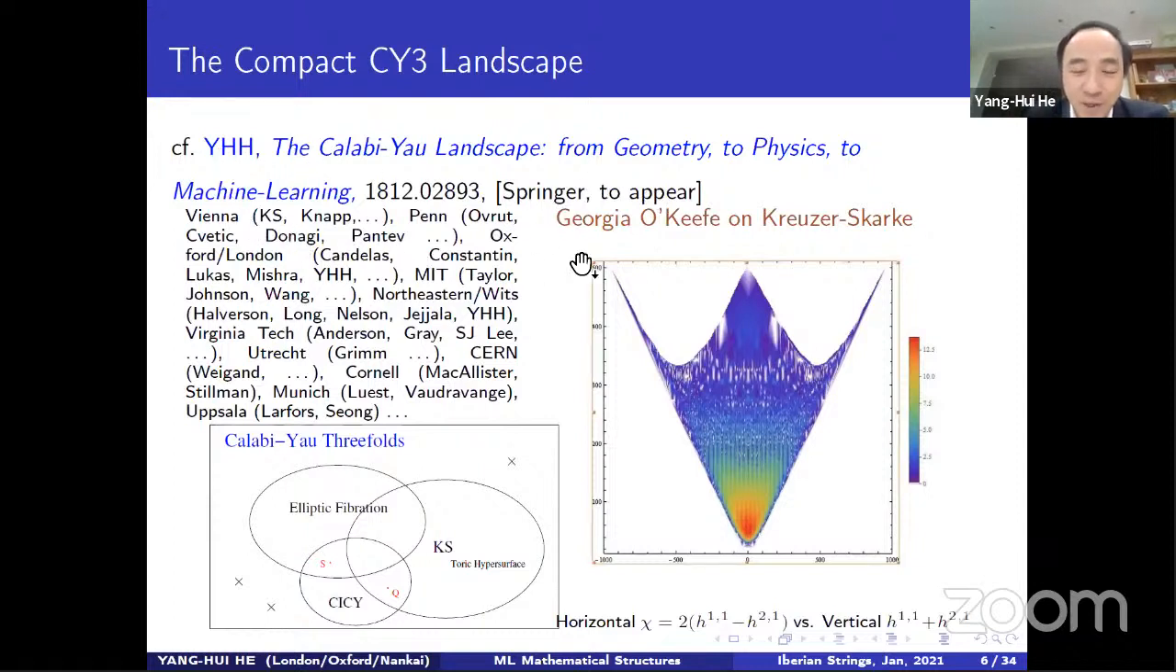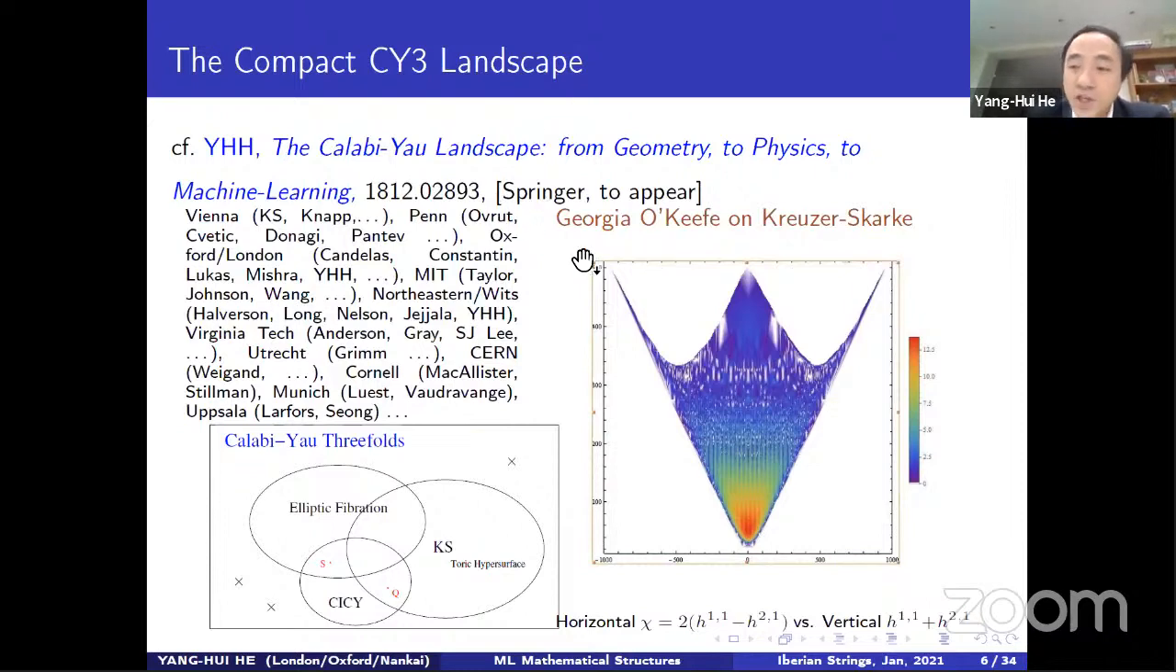here I try to summarize the history of all of this in this book, which hopefully will appear this year, just to emphasize that now so many parallel groups are still data mining the Kreuzer-Skarke data set. Okay, so this is a plot of the distribution of the Hodge numbers of the Calabi-Yau threefolds.